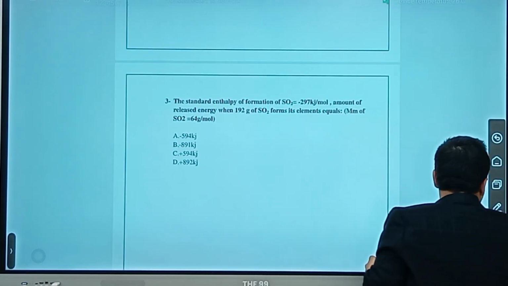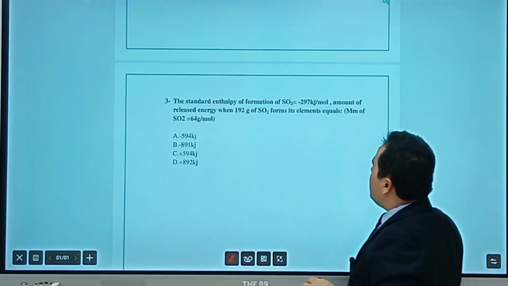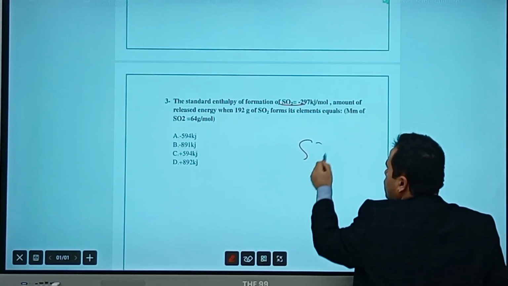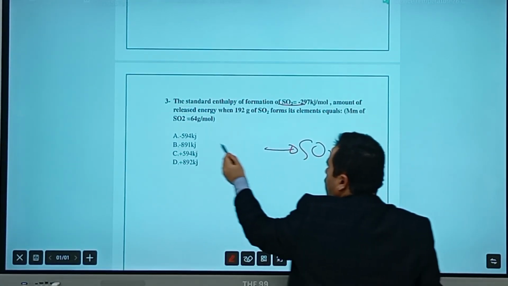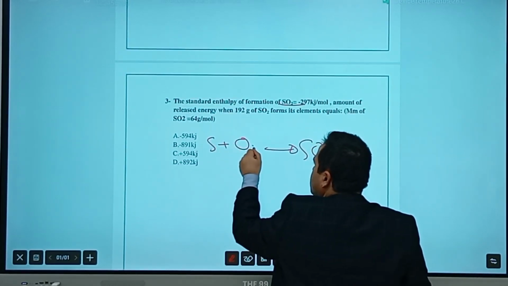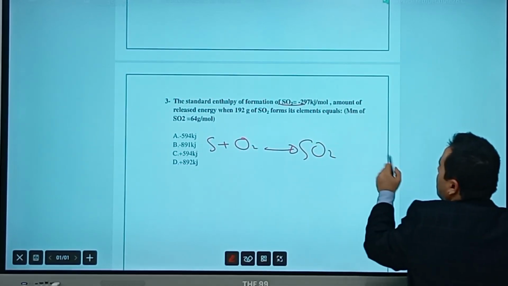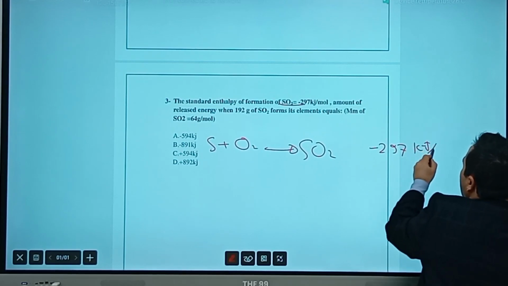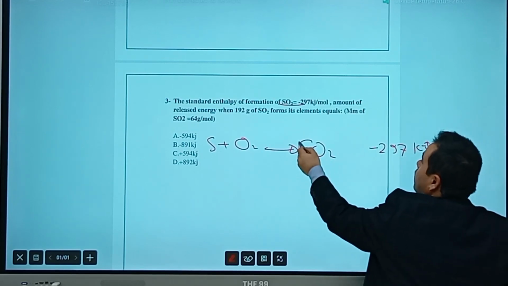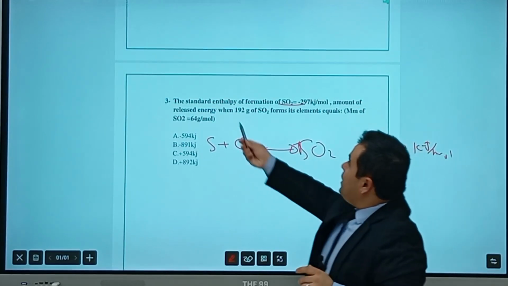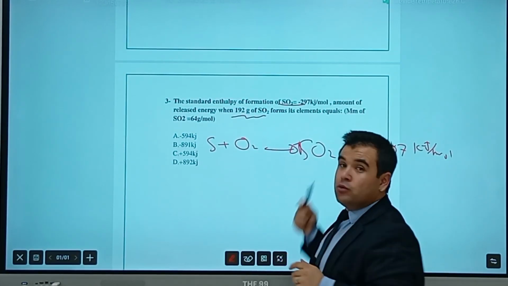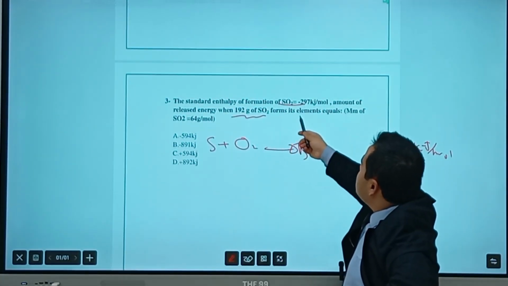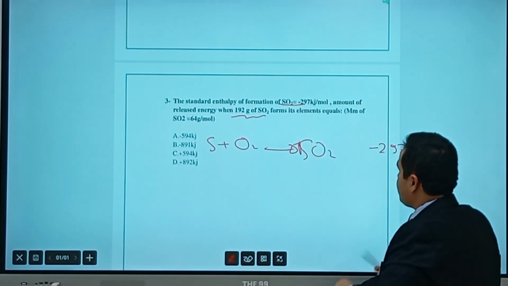Another reaction, this is a ministerial exam question, guys. The standard enthalpy of formation of SO2. How to write the equation? SO2, 1 mole formed from S and O2. The enthalpy of formation is minus 297 kilojoule per mole for 1 mole. What is the amount of energy released when 192 grams of SO2 forms from the elements?